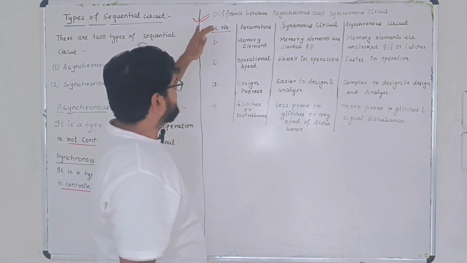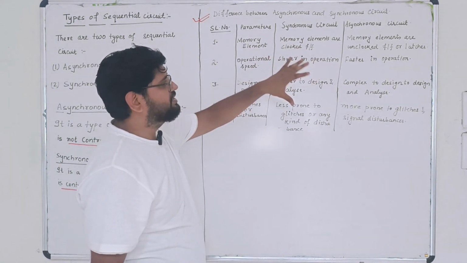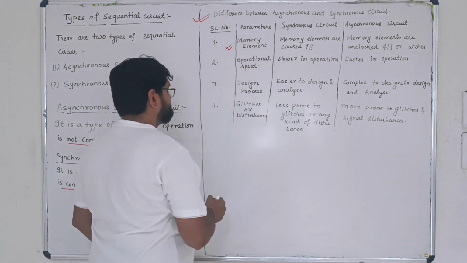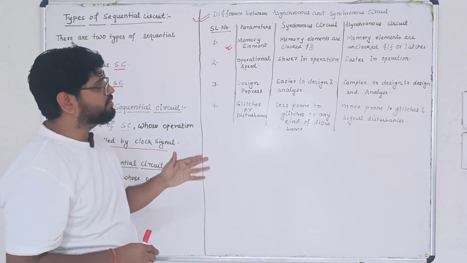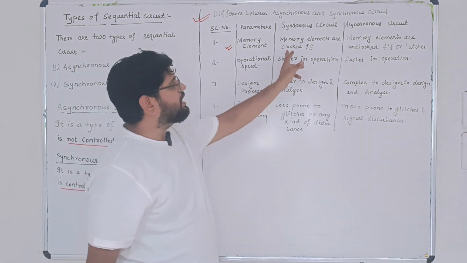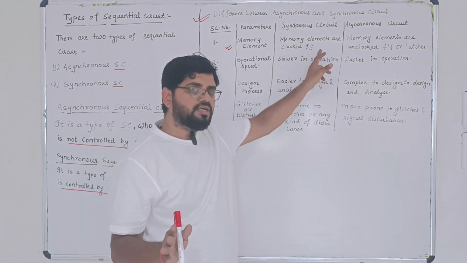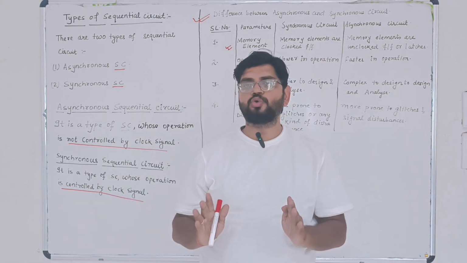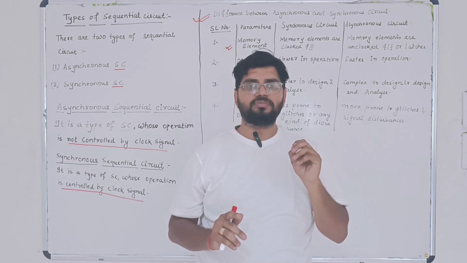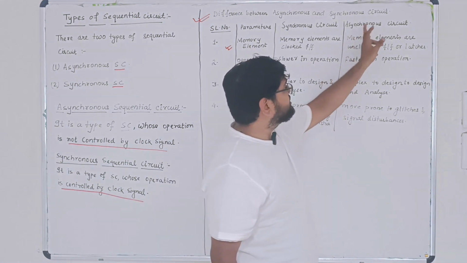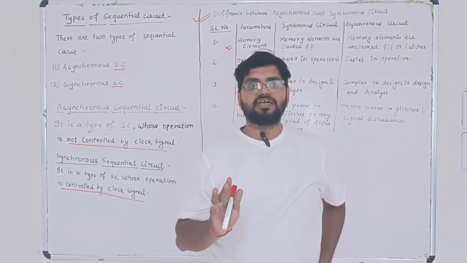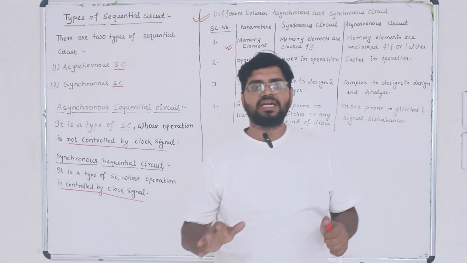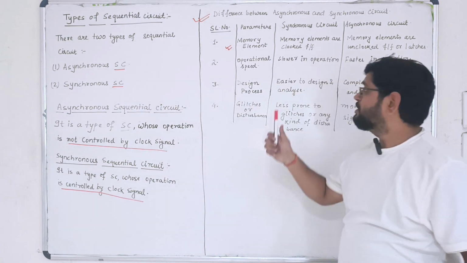There are four parameters on the basis of which I will show the differences. The first one is the memory element. In a synchronous circuit, the memory elements are clocked flip-flops, meaning we use a type of flip-flop that is controlled by the clock. But in an asynchronous circuit, the memory elements are latches, or unclocked flip-flops, where we do not have any kind of clock signal. So this is the first difference.